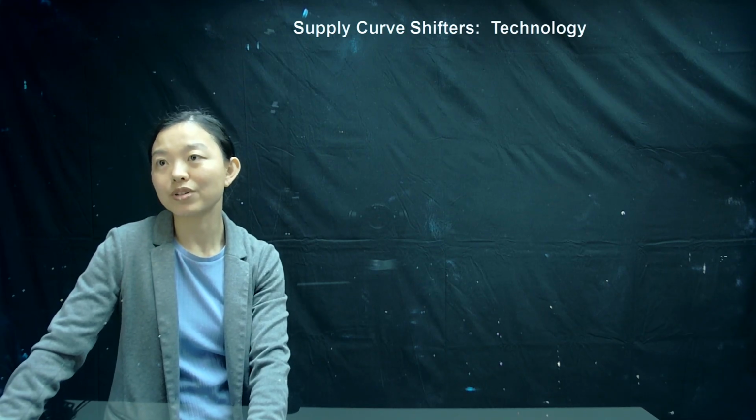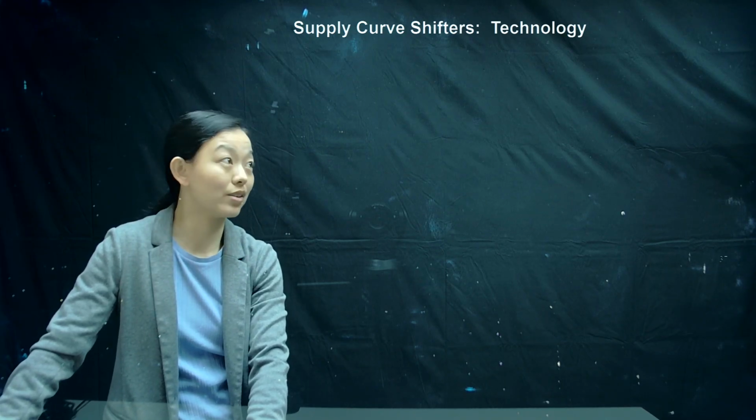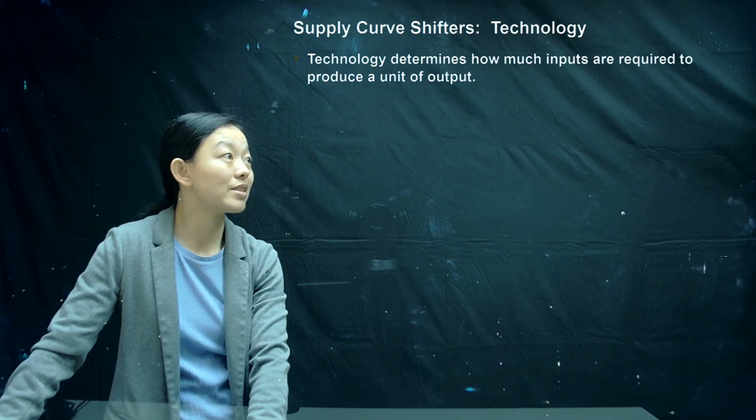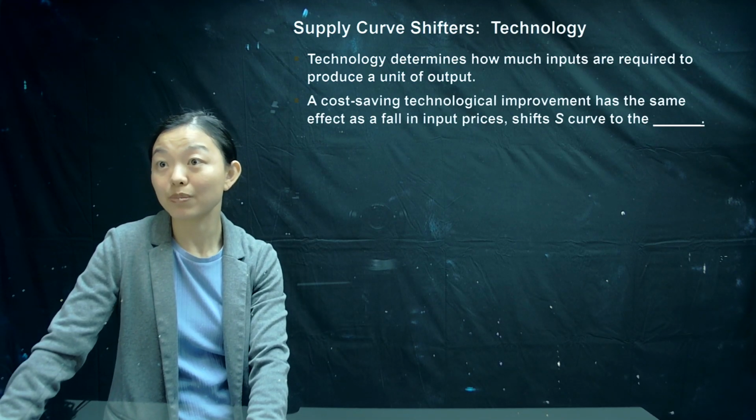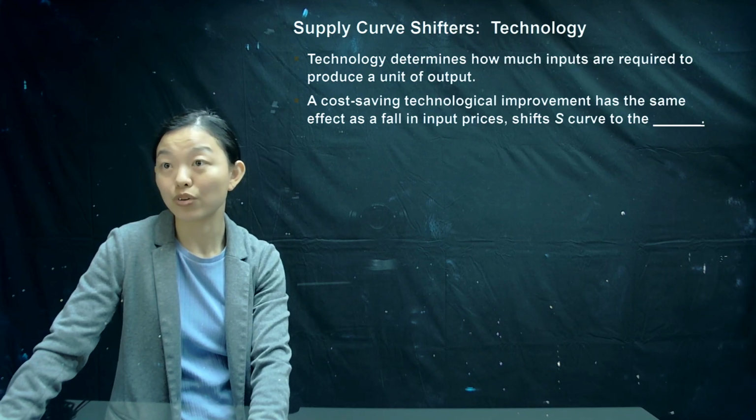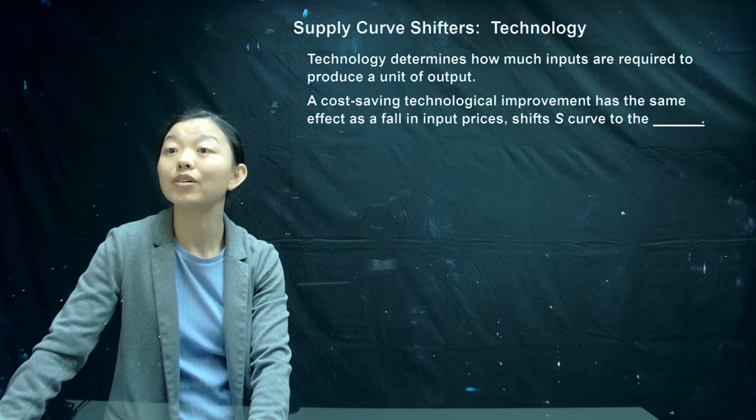Now let's look at technology. Here we will focus on cost saving technology. Cost saving technology will also make production more profitable, and then it will shift the supply curve to the right hand side.